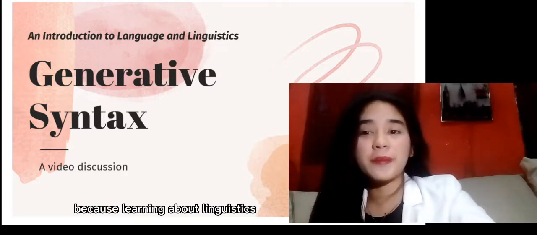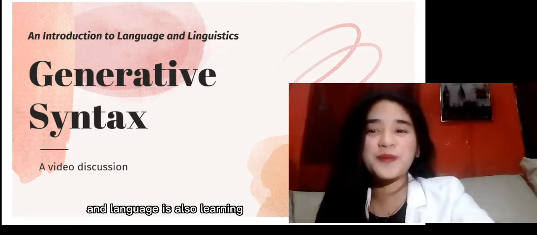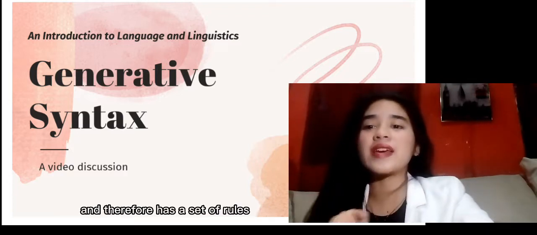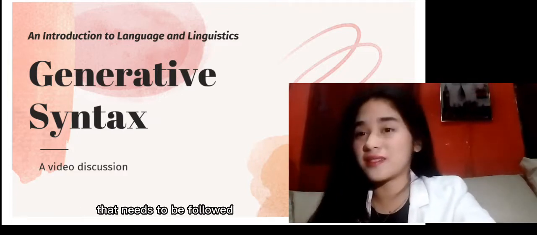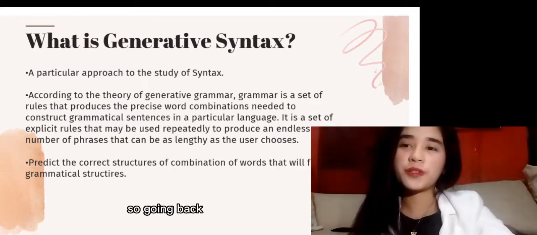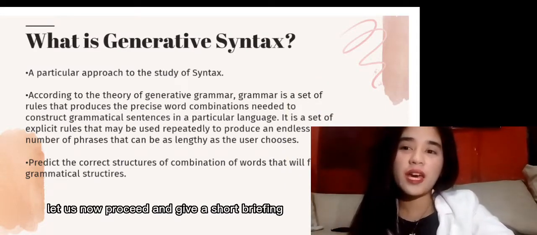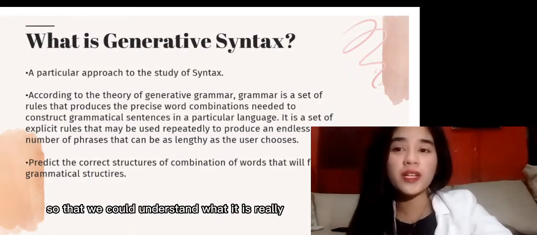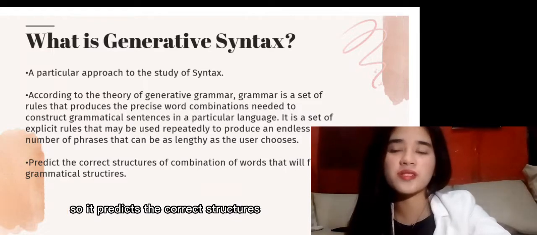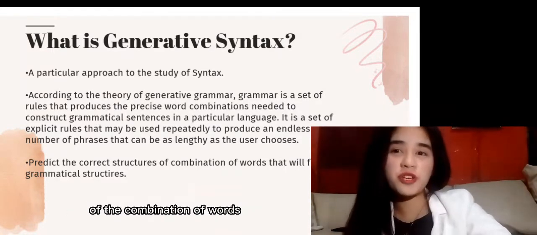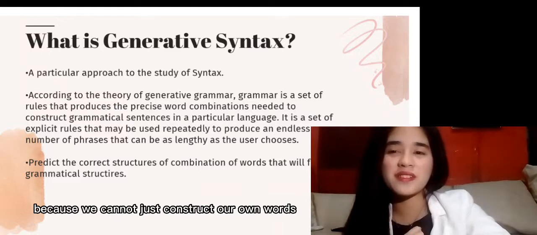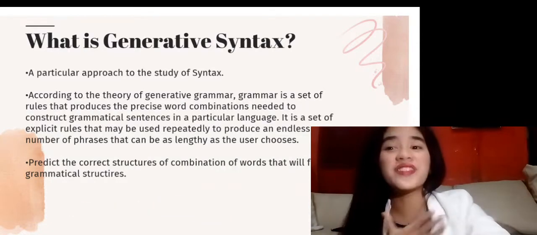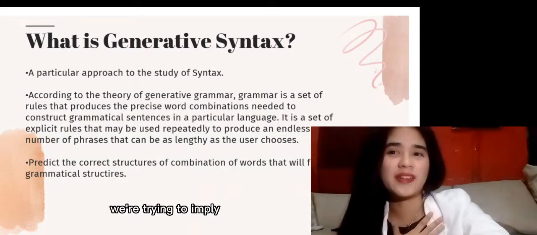Because learning about linguistics and language is also realizing that language is complex and therefore has a set of rules that need to be followed. So going back, let us now give a short briefing on generative syntax so that we could understand what it really is. It predicts the correct structures of the combination of words, because we cannot just construct our own words and sentences and expect the listener to easily understand the meaning we're trying to imply.